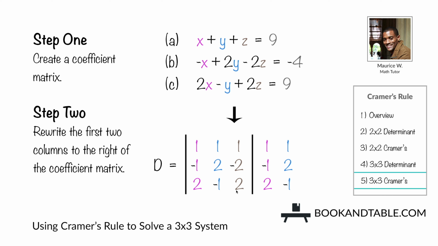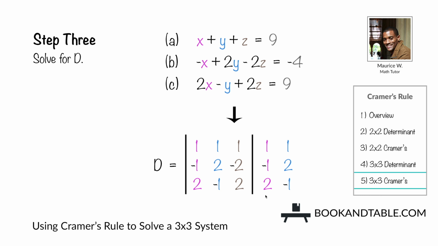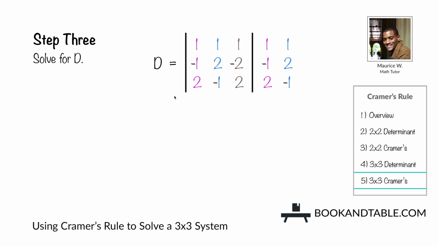Remember, we're going to use the first method to calculate the determinants. So now we have the information we need to calculate d. So step 3, solve for d. Now we can move these equations to the side for a second, so we can use this to solve for d. So we'll start by multiplying the numbers going down to the right, beginning with row 1, column 1.